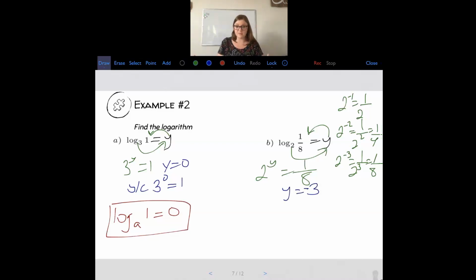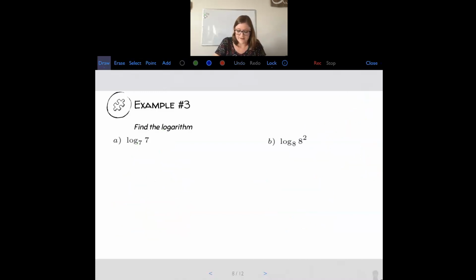And y is allowed to be negative. That's okay, because 2 to the negative third is 1 over 8. So the final answer for B is negative 3, and then I'll circle it; for A it is 1. Okay. Example 3, find the logarithm.